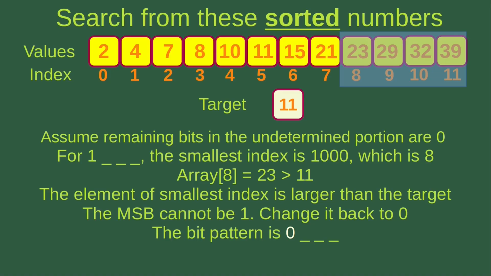And when I put this index into the array, I would find that index 8 would correspond to 23, which is actually a number larger than 11, which is our target. In this situation, the element of the smallest index allowed is larger than the target. And in this case, the most significant bit cannot be 1. I have to change it back to 0. So the bit pattern is like this. The first bit is determined as 0 already, and the remaining 3 bits are yet to be determined.